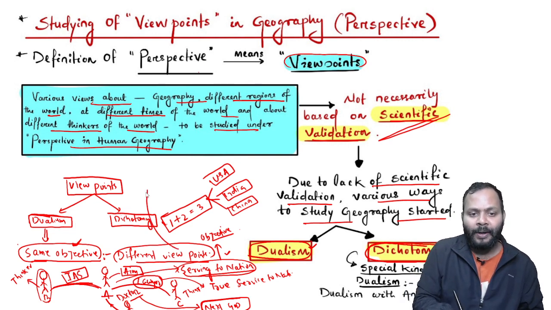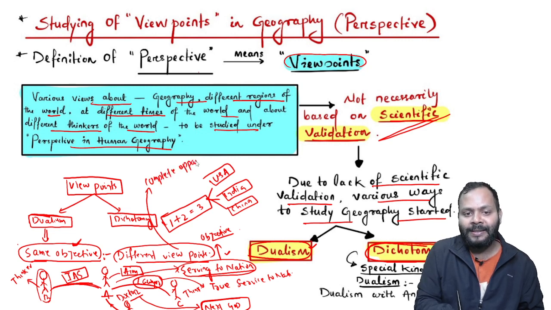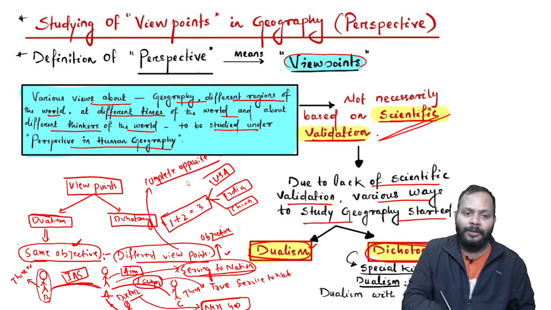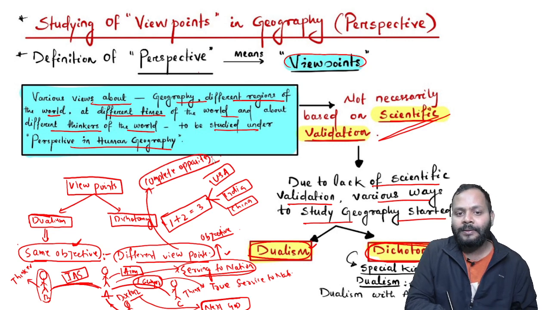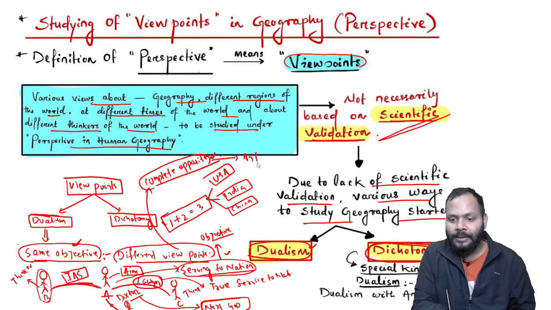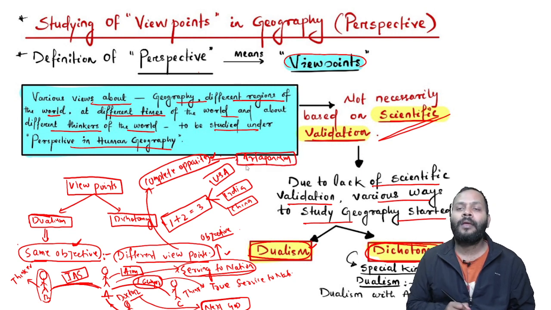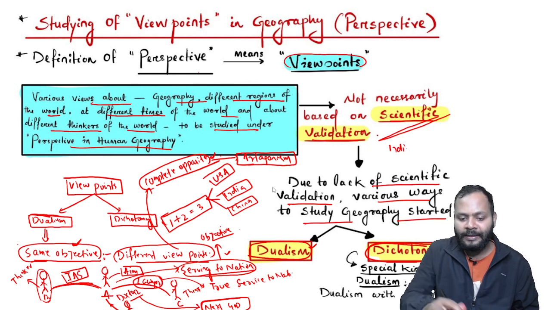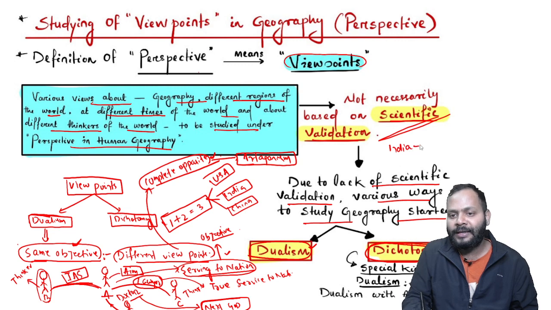And when those viewpoints are complete opposite, what do you understand by complete opposite? So complete opposite means antagonism. What can be an example of antagonism? If I say India needs good governance, please all of you, India needs good governance.